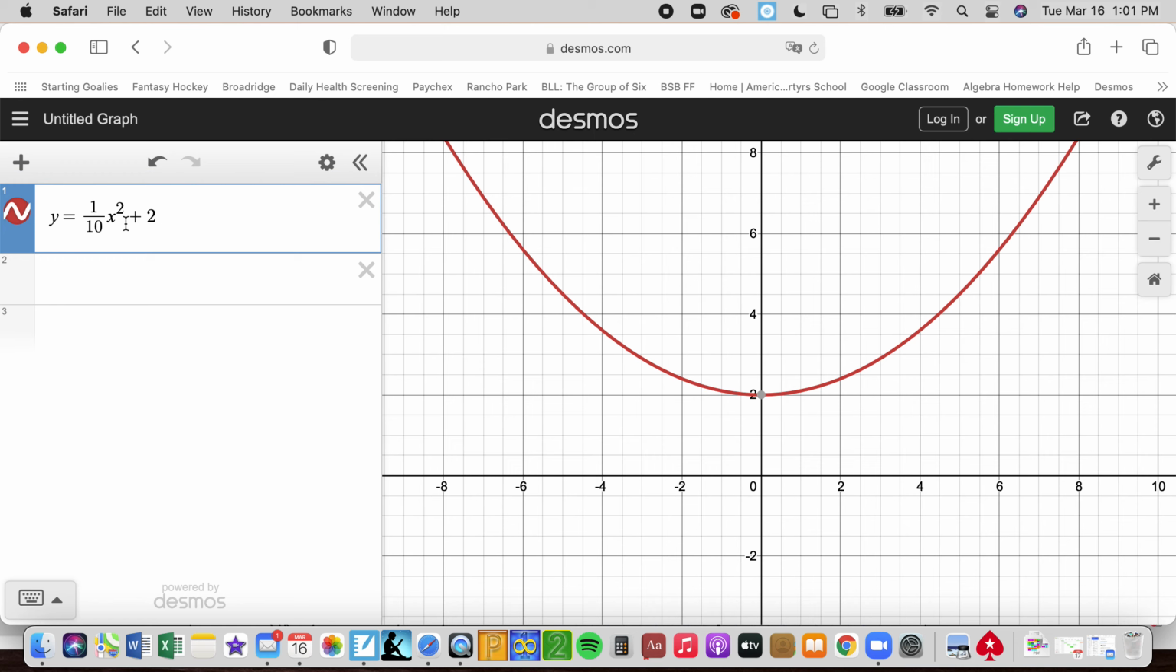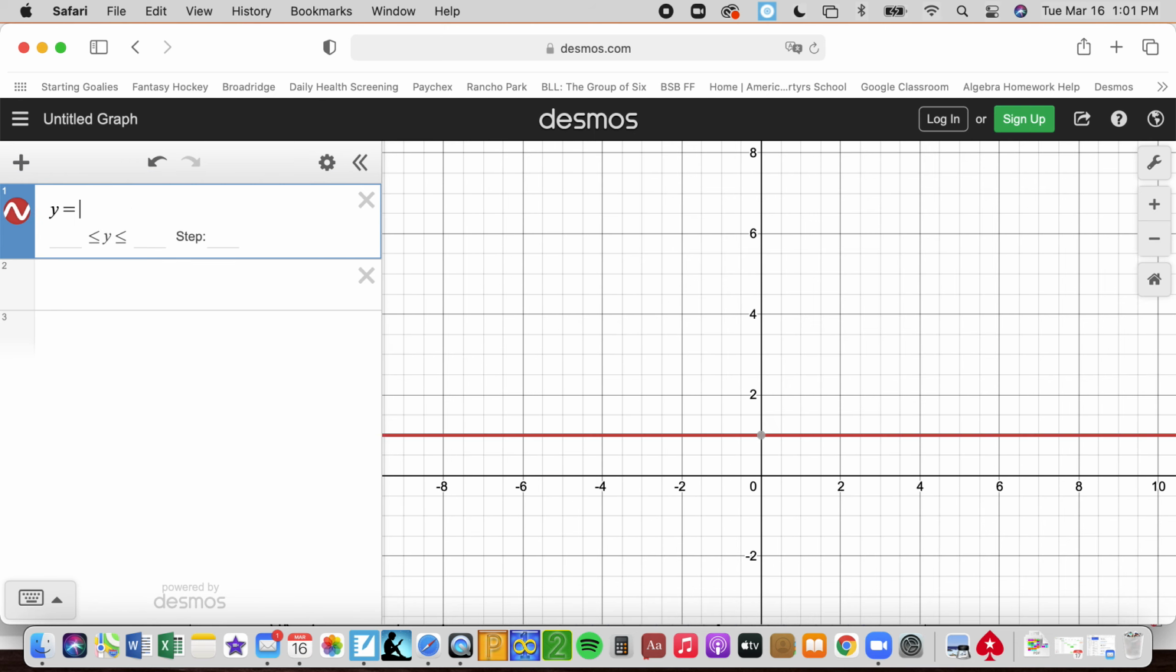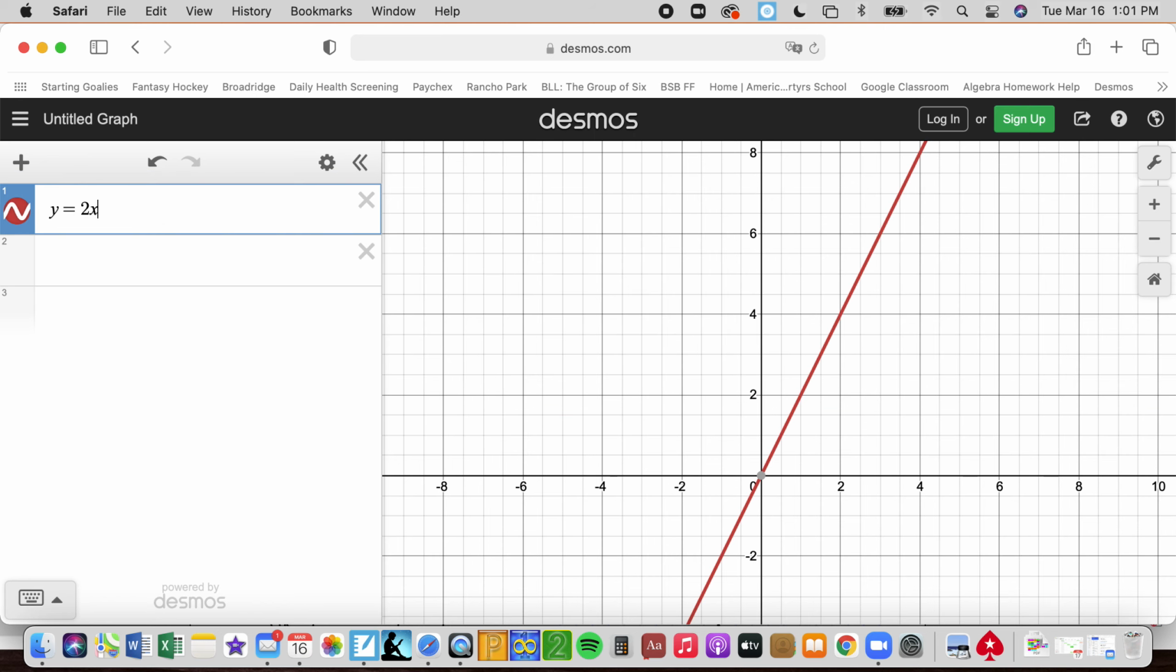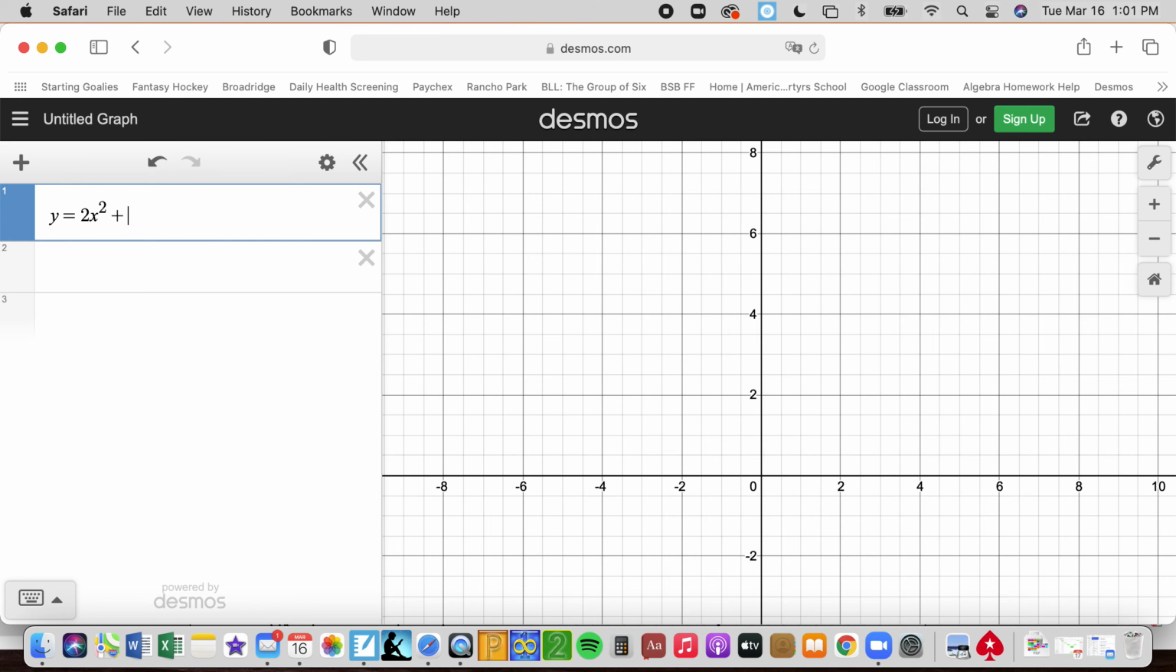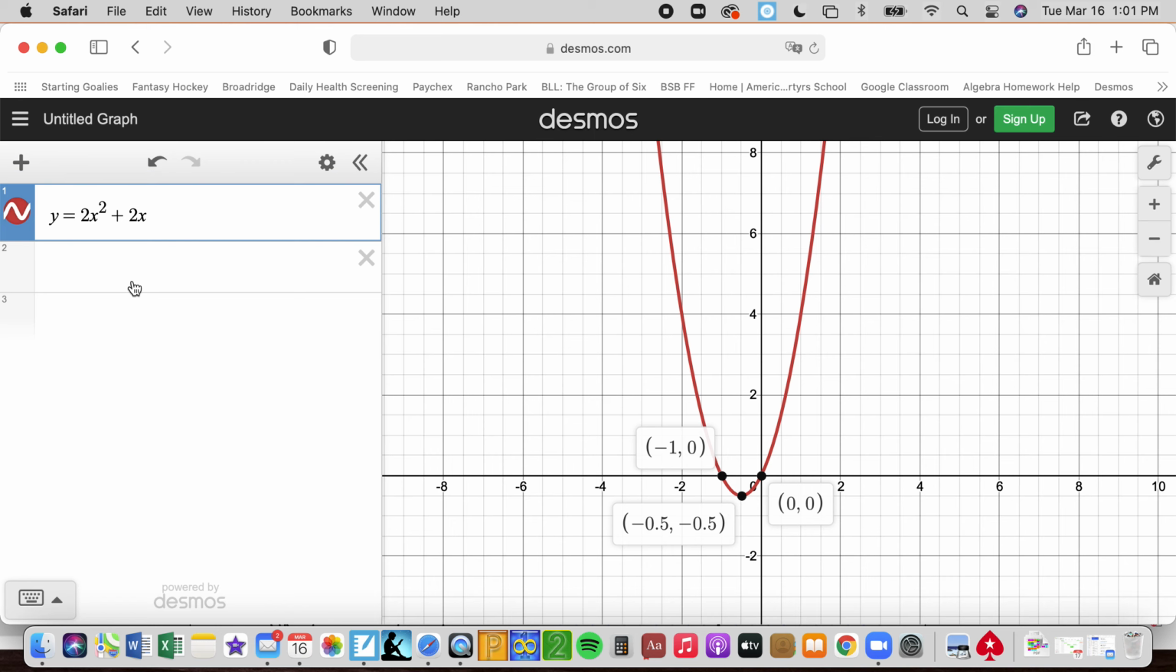Well, what if I do this? Here's another fun one. What if I have 2x squared? What if I add a 2x? Ooh, notice the vertex shifted and my y-intercept is 0. Why is my y-intercept 0? Because what's my constant here? It's 0. And notice the axis of symmetry is going to be where the vertex is. And so if it's 1 away or a half away, it's going to be a half away going the other side also.